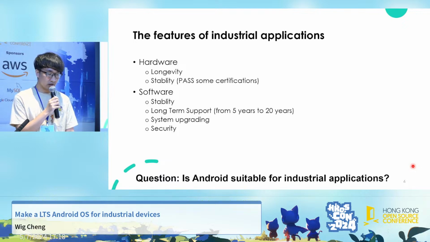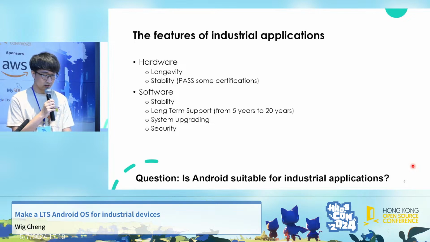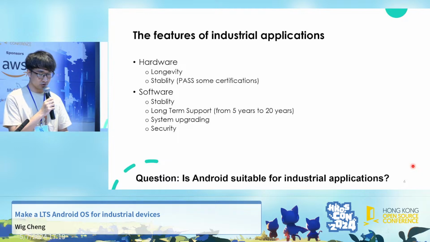And the second part, the software part: stability, long-term support, system upgrade, and security are all related to the operating system. And that is today's topic. Before we continue, I have one question: is Android suitable for industrial applications after you saw those conditions?